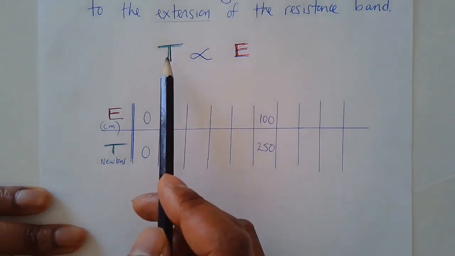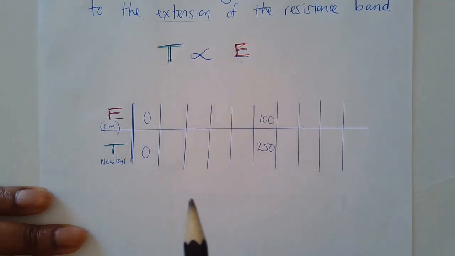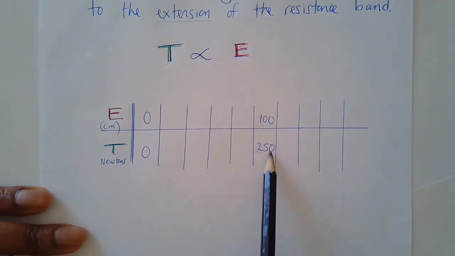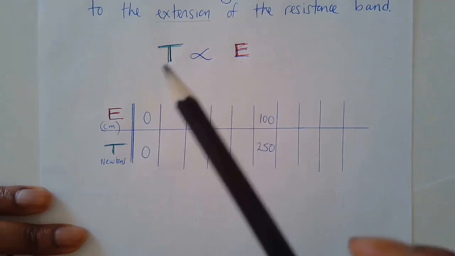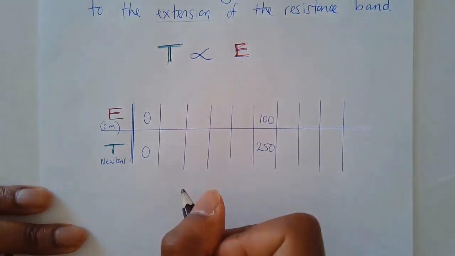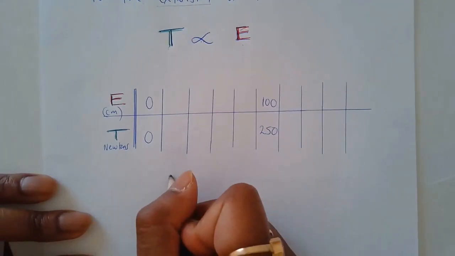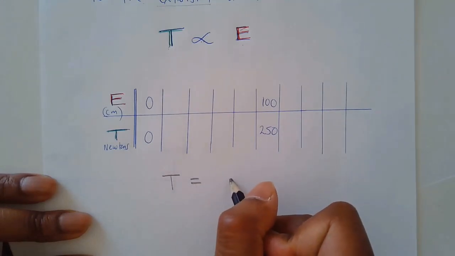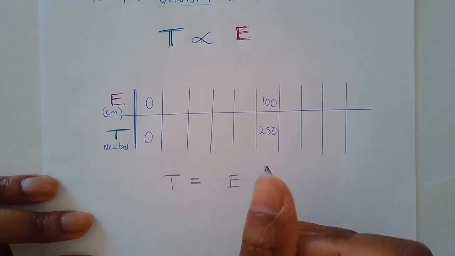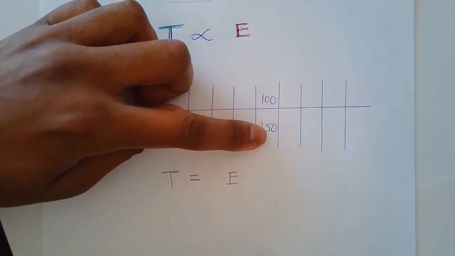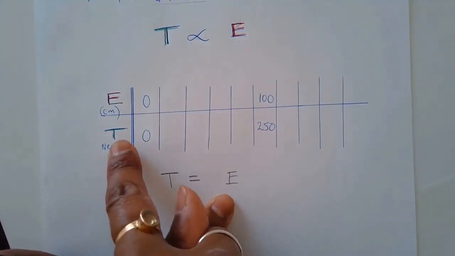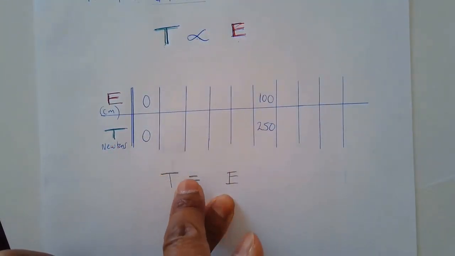As I said, there's a connection between tension and extension. We found out from the experiment that when the extension is 100 centimeters, the tension is 250 newtons. So we can say tension is equal to, but you can't say tension is equal to extension. Clearly 100 is not equal to 250. If you put extension as 100 here and the tension as 250, 250 is not equal to 100.